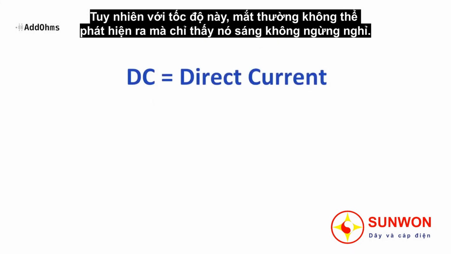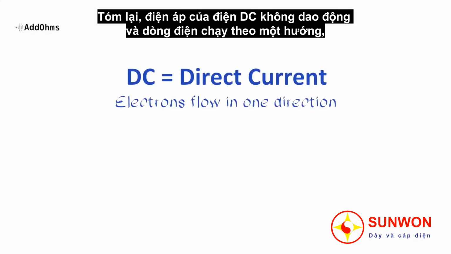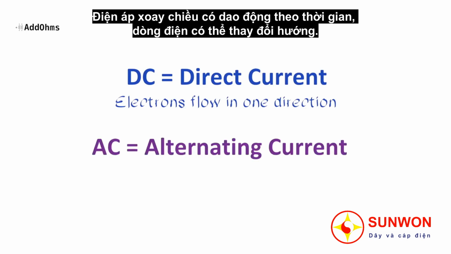In sum, DC voltages do not fluctuate, while DC current flows in one direction. AC voltages change over time, and the current flow can alternate direction.